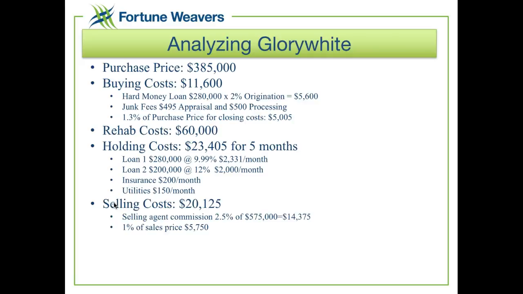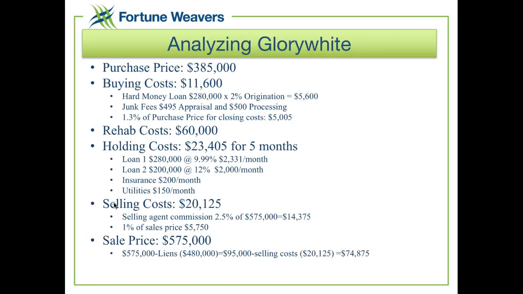Selling costs, selling commission plus your 1.5%. Here we were able to get away with 1%. Sometimes that happens. Selling commission was 2.5% because we sold it ourselves. We didn't have to use another agent. So we just had to pay the agent that brought the client to buy it. 2.5% of $575,000 is $14,375, and we were able to get away with 1% of our sales price, so $5,750. Those combined equal $20,125.